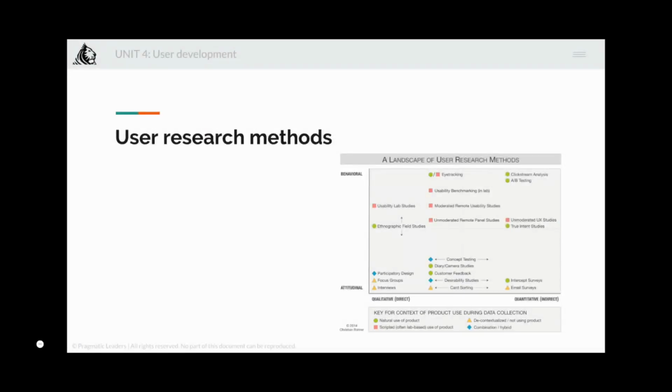But qualitative methods are a study of users' attitudes and behaviors directly. Okay? And quantitative methods are a study of users' attitudes and behaviors indirectly. So via tools like surveys and analytics. So quantitative method is usually very indirect.